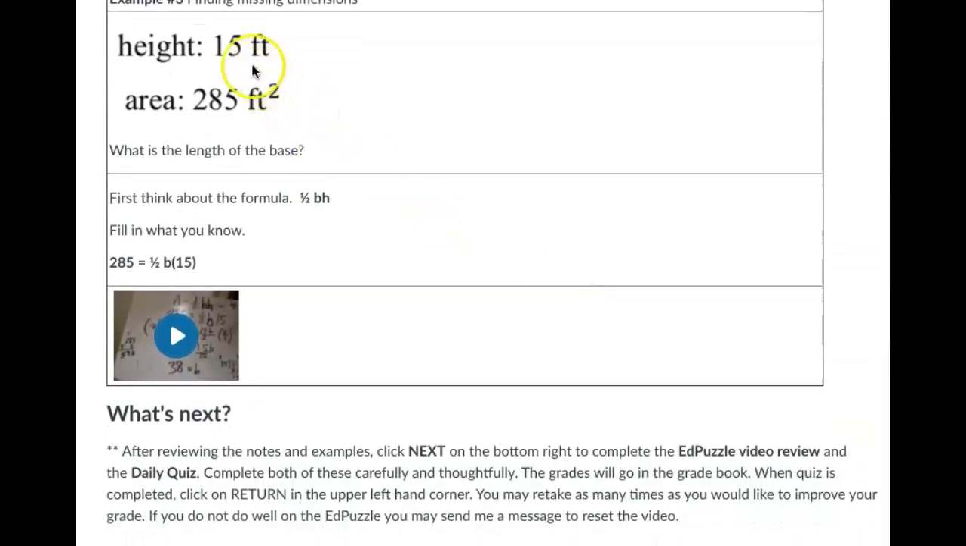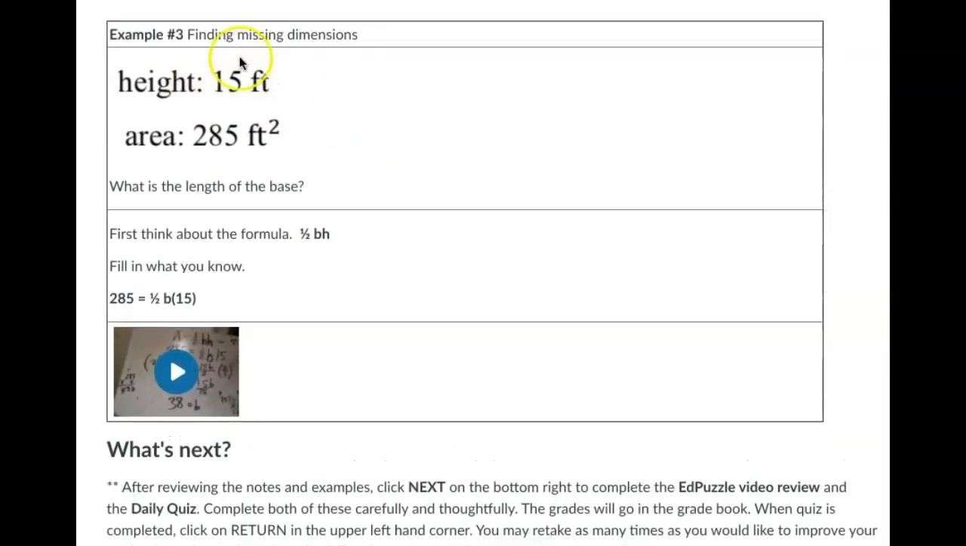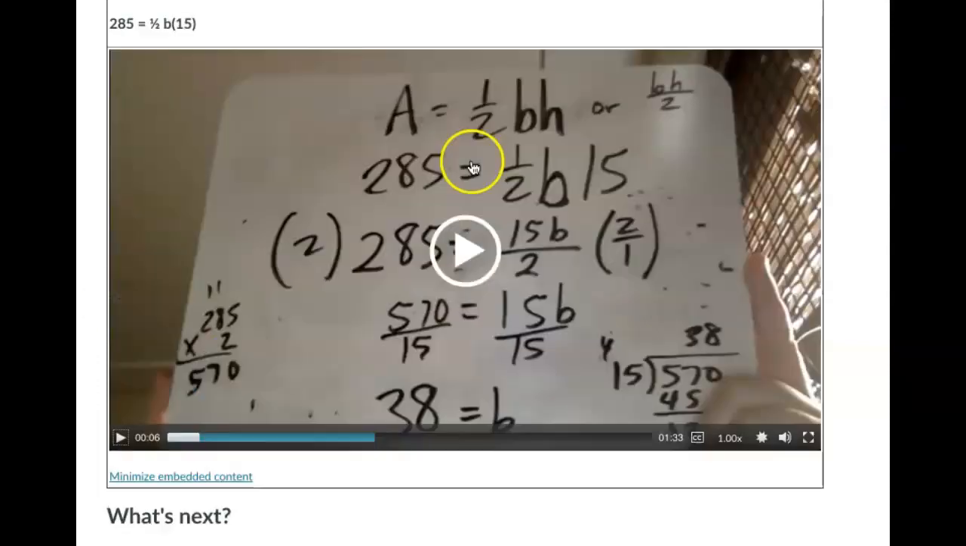Third example: if you're given the height and the area of something, but you're not given the base, you can actually find the base by writing the algebra problem. So area, which is 285, is equal to 1/2. If you're not quite sure how to solve this problem, then this video explanation will show you how to get the answer. Essentially, we're going to be doing more of the same kind of thing that we've been doing for the last several months, starting in December, and isolating the variable using inverse operations.